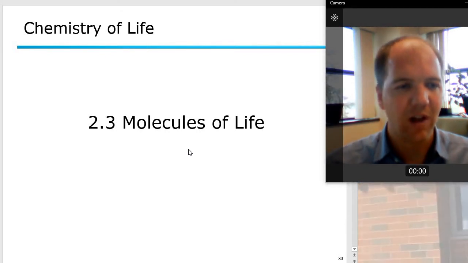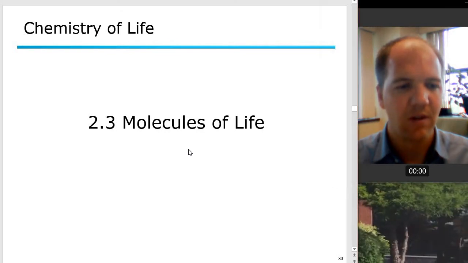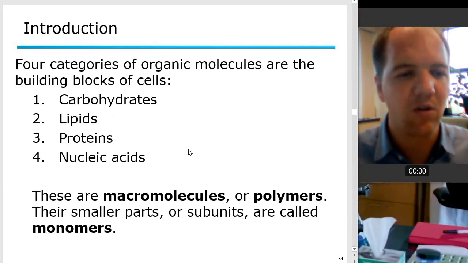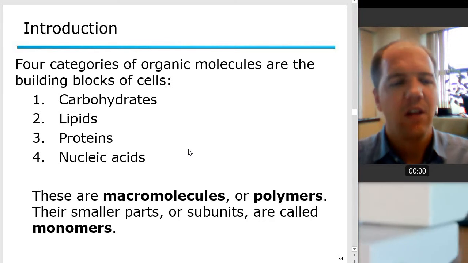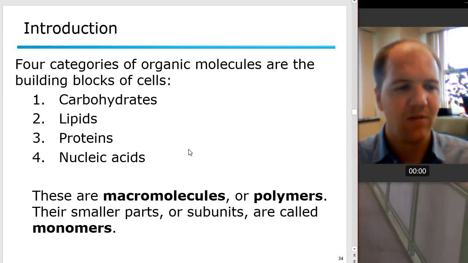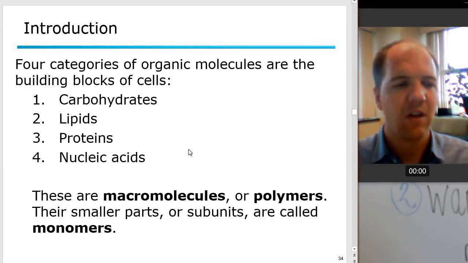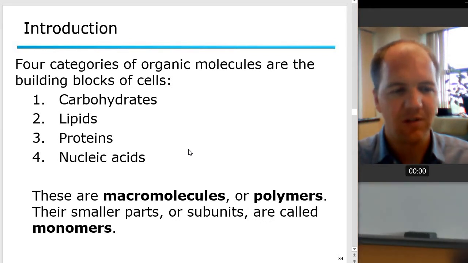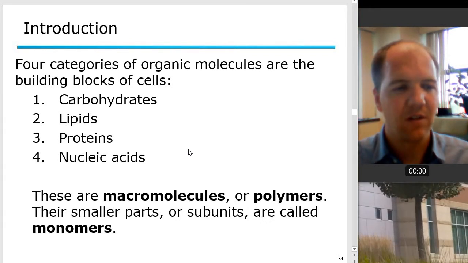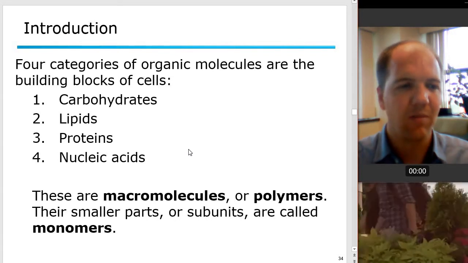The molecules of life are all organic molecules. And we know that they are organic because, as we talked about before, they have carbon and hydrogen. Those are the building blocks, the atoms that build all of these molecules that we're going to be talking about.